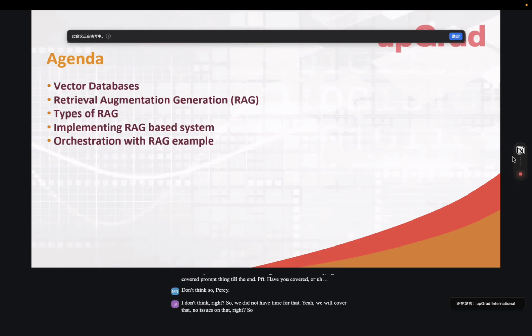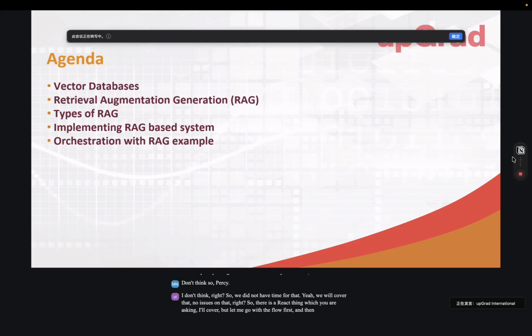There is a ReAct question which you are asking. I'll cover it, but let me go with the flow first, and then maybe during the break or towards the end, I'll try to cover that. That's a specific thing. Now, if you see the agenda, we start with vector databases.